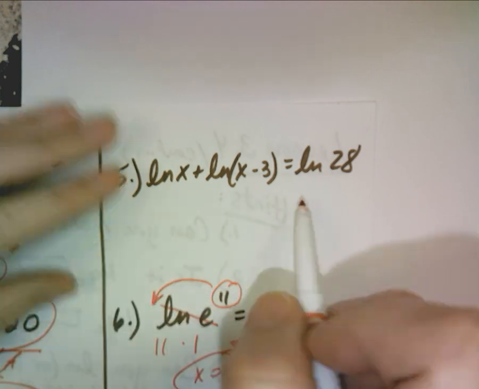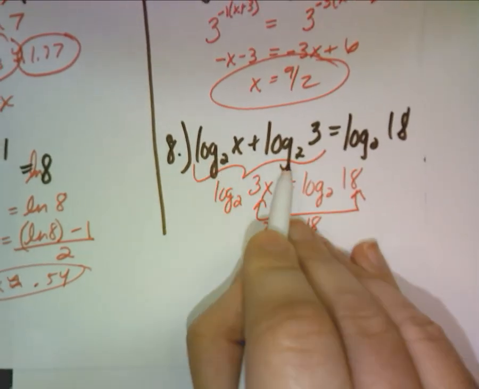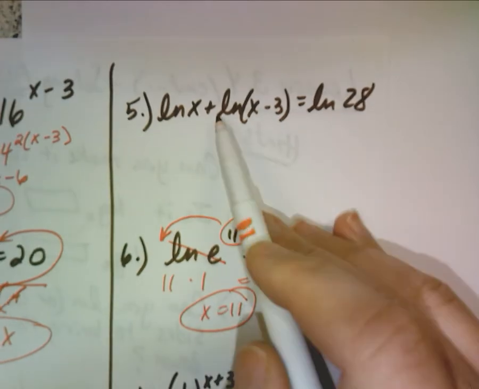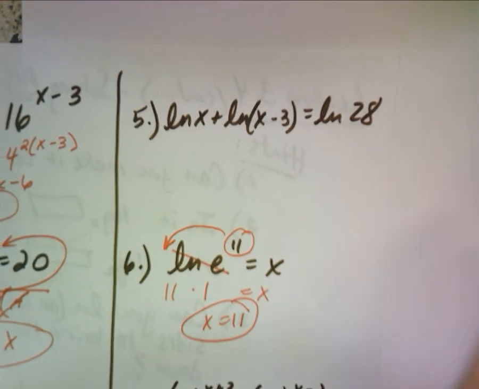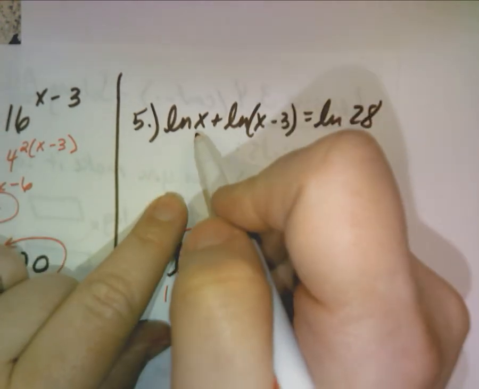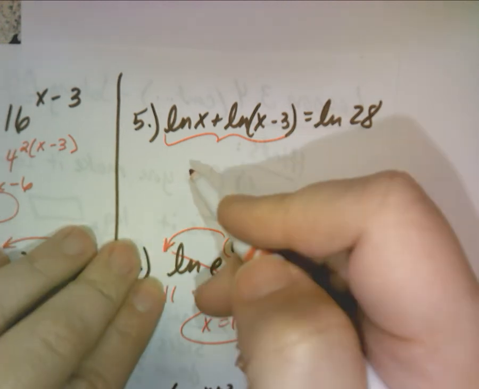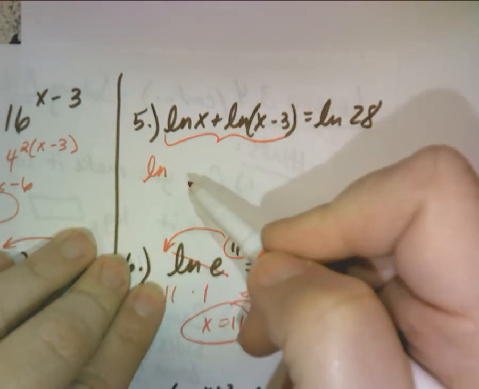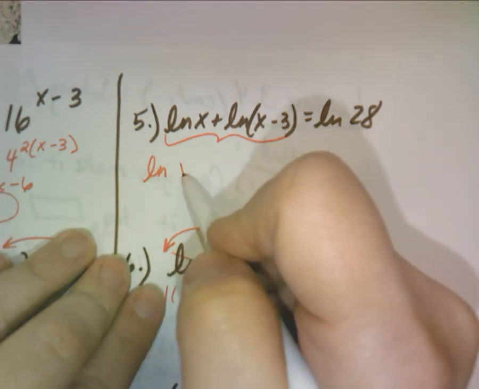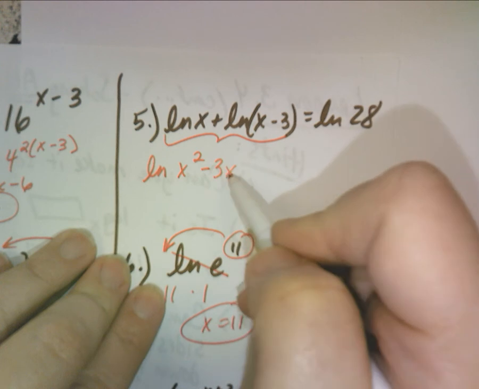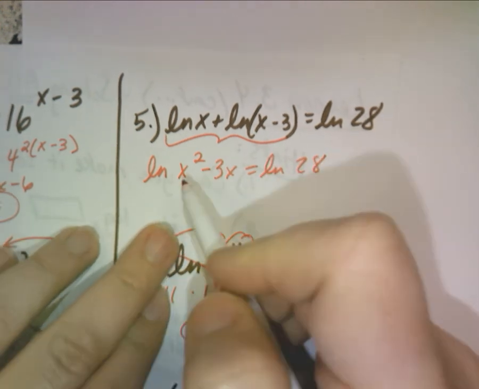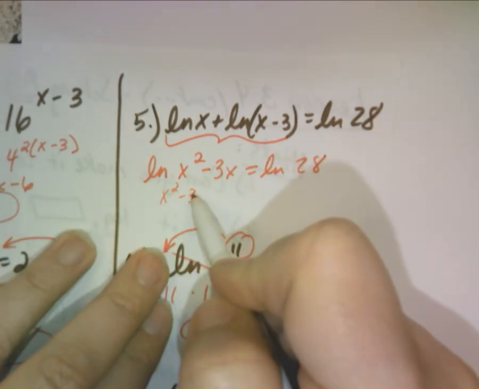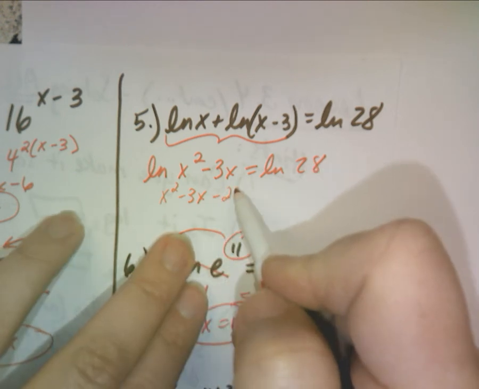Okay, and then last one up here, number 5, is actually like number 8. I see log 2, and I condensed it. Well, ln is just like log, except it's base e. So this would be condensed to be what? ln of x squared minus 3x equals ln 28. Set these two equal to each other. So x squared minus 3x, actually subtract it over and set equal to 0.